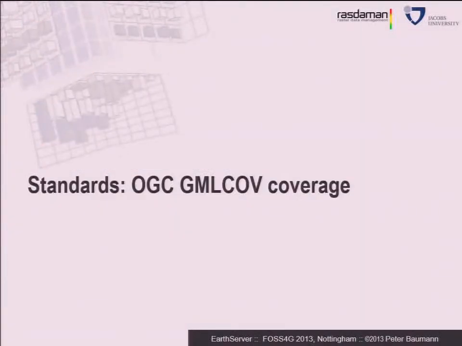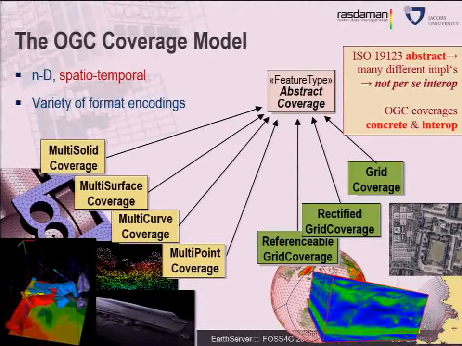Let's talk about standards to begin with. To ensure interoperability of the data served in the archives, we use an OGC standard. I'll focus this presentation on the data model, which is GMLCOV. It's a coverage model. What basically is a coverage? Well, it's a representation of a spatiotemporal varying phenomenon. And it is provided in a standardized way.